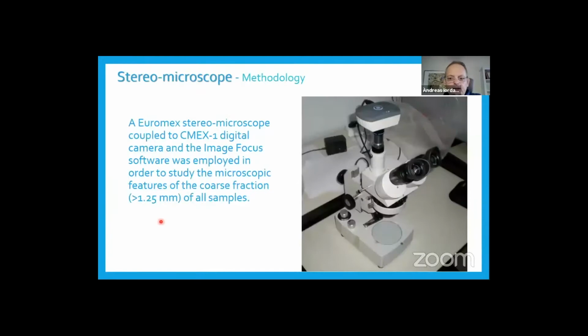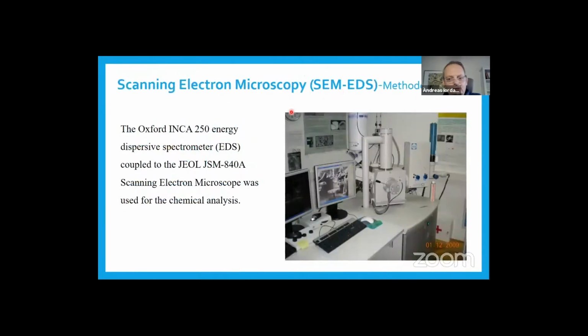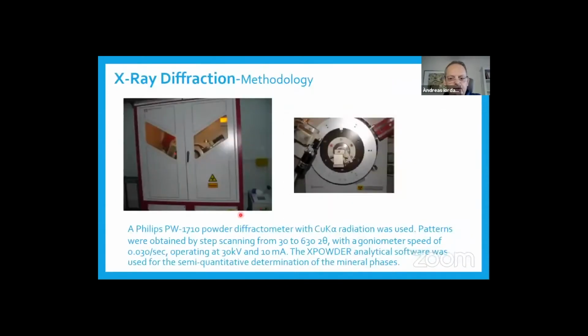We also used a stereo microscope to see these coarse particles, their morphology and some microscopic characteristics. We also used scanning electron microscopy, but in this work just the EDS, the energy dispersive spectrometer, just to have a chemical analysis of the samples. And we also used an X-ray diffraction device in order to measure the mineralogical composition of these samples.